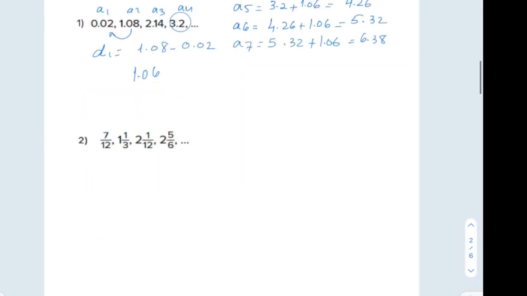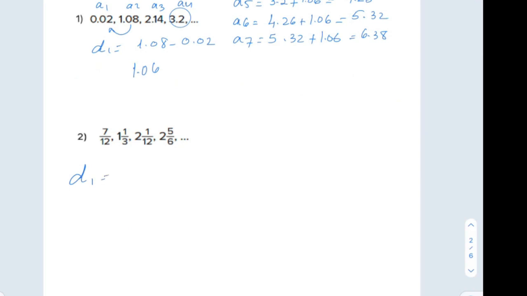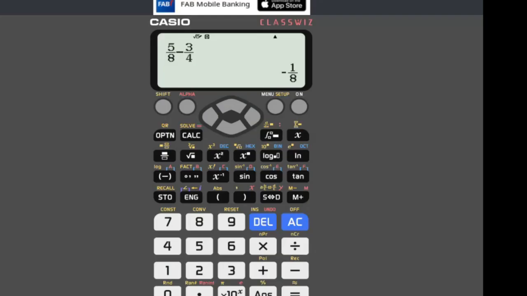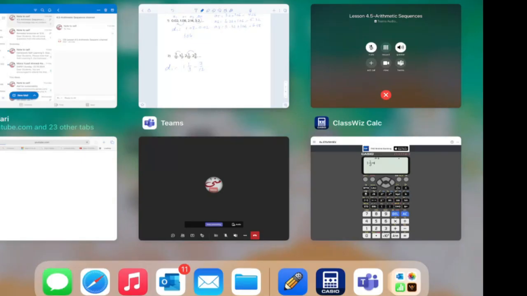Next question here, we will find the difference between two consecutive terms. Anyone you can find between this and this, or between this and this. Let's find between 1 1/3 minus 7/12. So we can use the calculator. When you want to use a mixed fraction, press shift and this button. So 1 and 1/3 minus, what is the second term we want? 7/12.